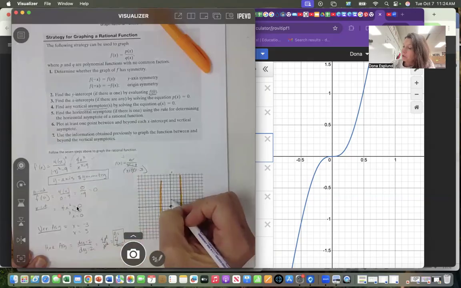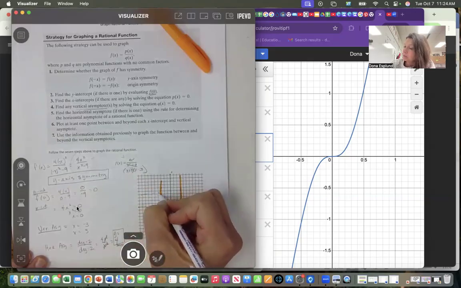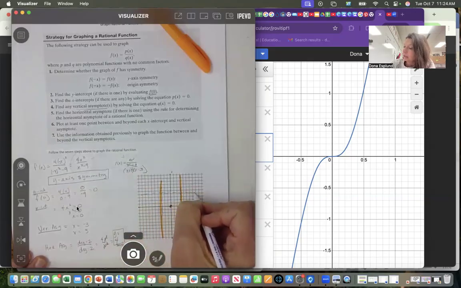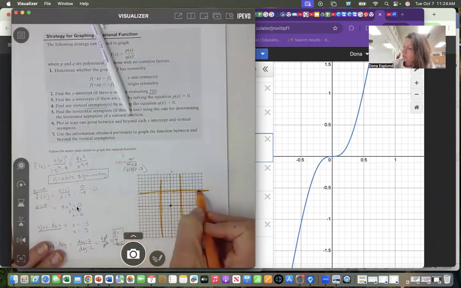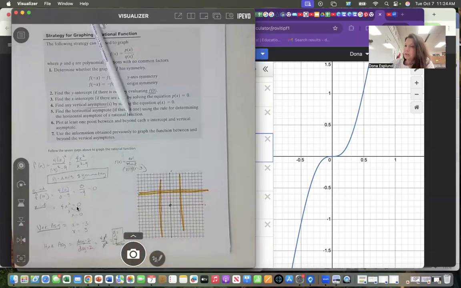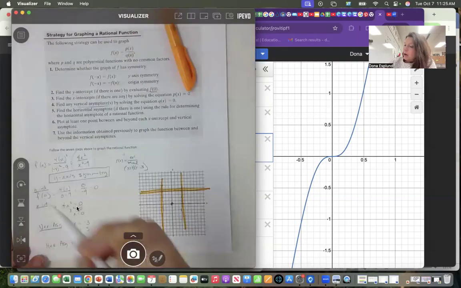So I'm going to come up 1, 2, 3, 4. I'm going to put a horizontal asymptote. Whoops, kind of got off my line just a little bit, but then I'll go ahead and draw it in my orange. Wow, I'm struggling on that one. Sorry about that, but all right.